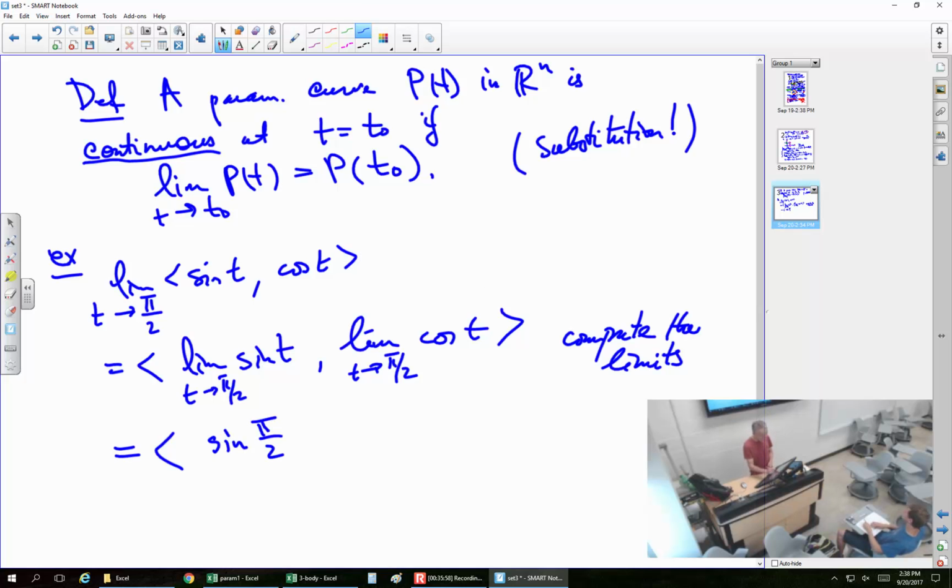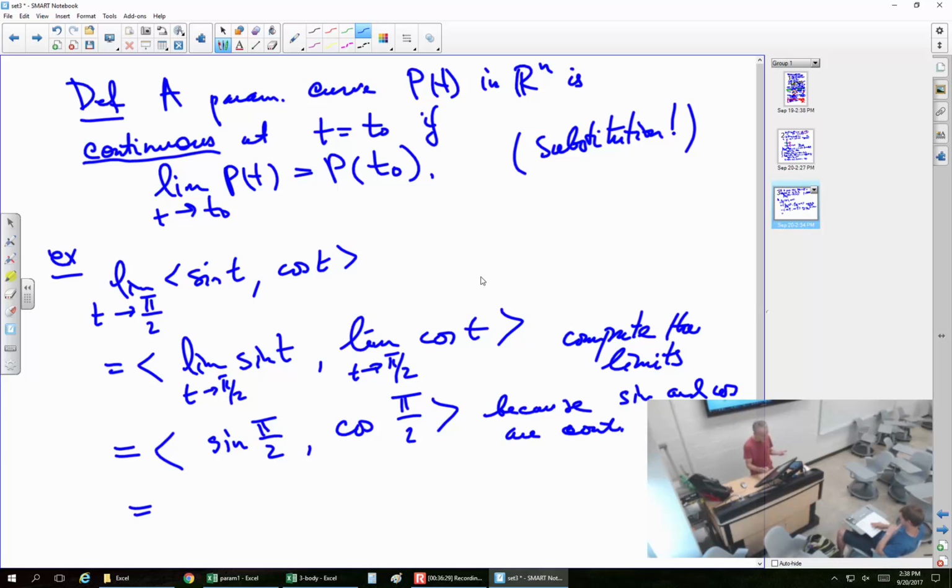Indeed, and in this one, cosine pi over 2. Before I move on to actually compute these numbers, I make a comment. What's the comment? They're both continuous. So once again, magic words. Why do we evaluate limits by substitution? Because the functions are continuous. So because sine and cosine are continuous.